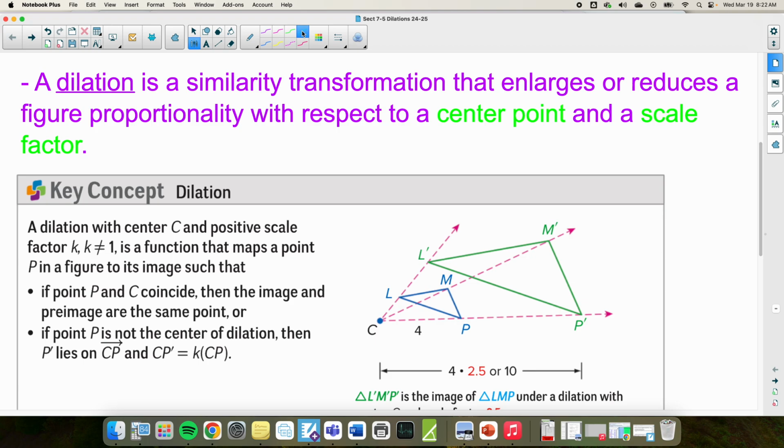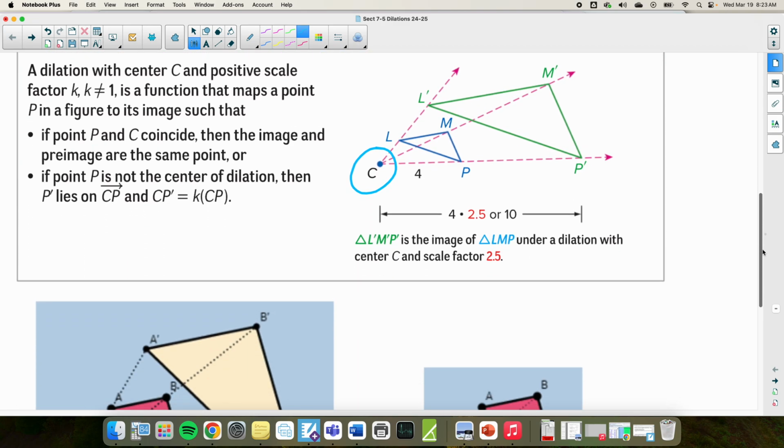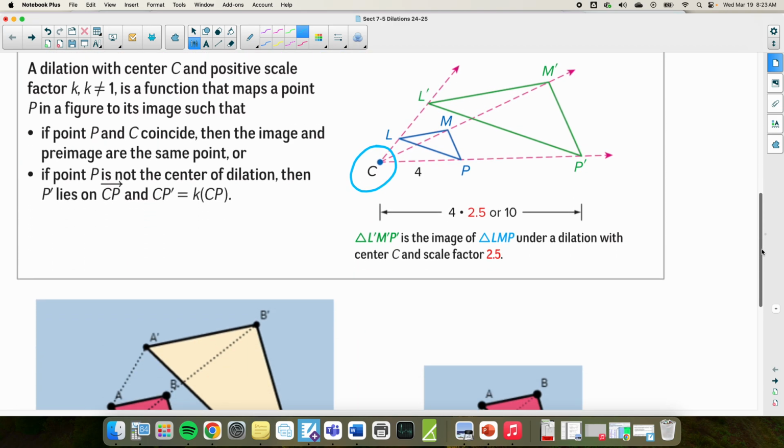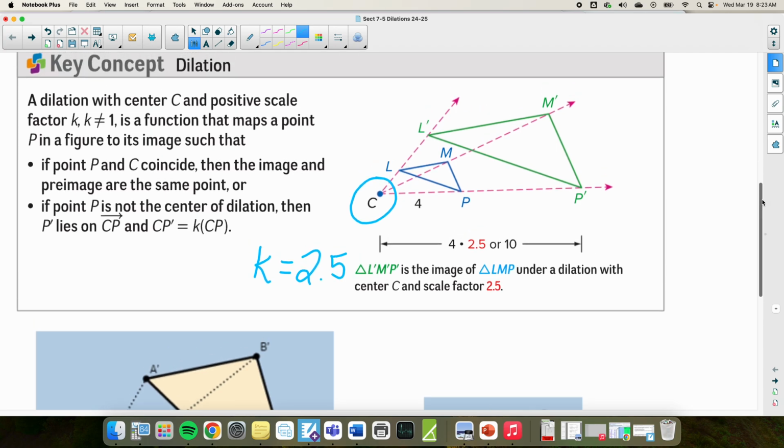You need to know at what point your dilation is starting from, okay? And you need to know what your scale factor is. And your scale factor, we use K for. Don't ask me why they use K for that, but that's what your scale factor is. And so today, we're gonna do these on a coordinate plane.